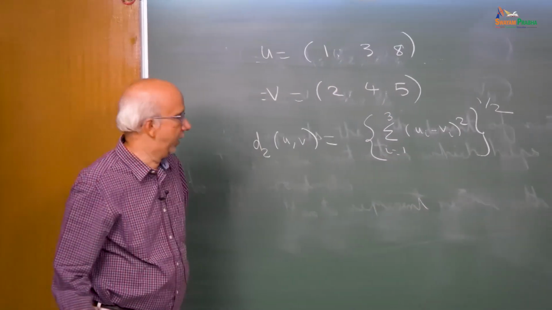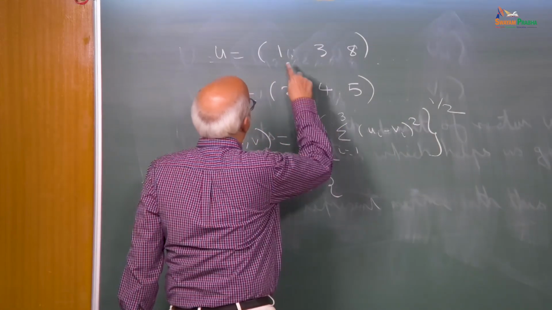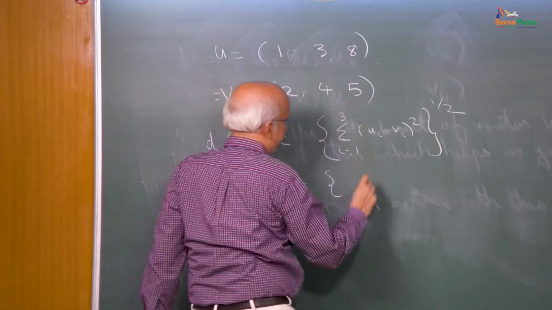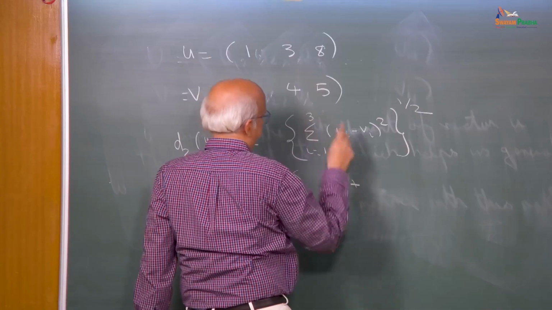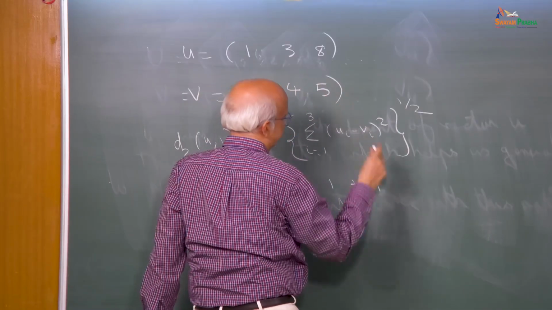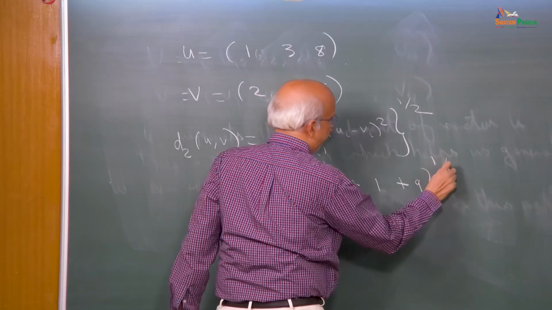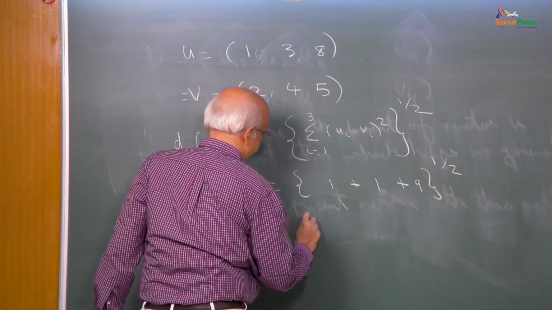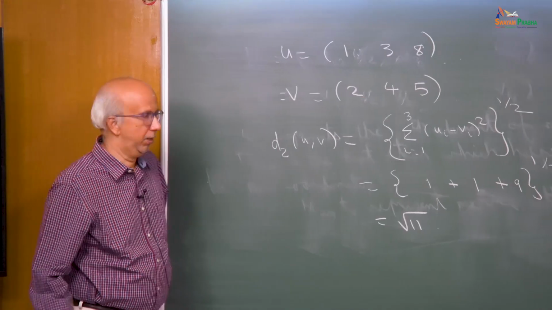Okay, and this will turn out to be ui minus vi is 1 squared is 1 plus again 1 squared is 1 plus 3 squared is 9, to the power half. So, this is square root of 11, okay. What about d1?